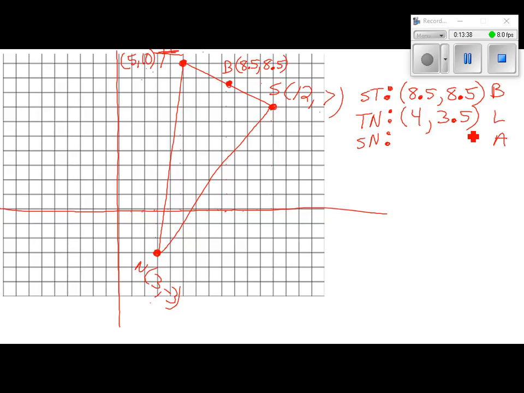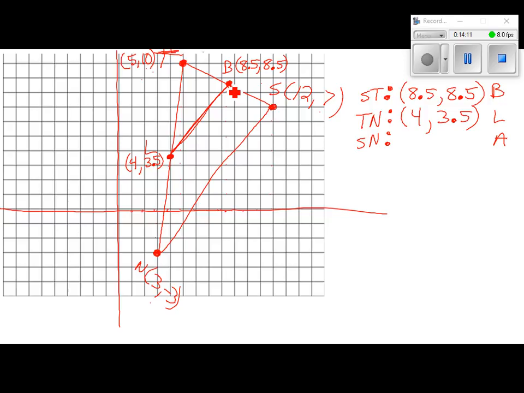So I count over 1, 2, 3, 4. And then I go up 3.5. 1, 2, 3.5, and I'm going to be somewhere right about in there. So that's point L, and it's 4, comma 3.5. That's that midpoint. If I connect those two, which I'm going to do, I have a mid segment. But before we deal with the mid segment or anything, we'll go ahead and find the other midpoint.